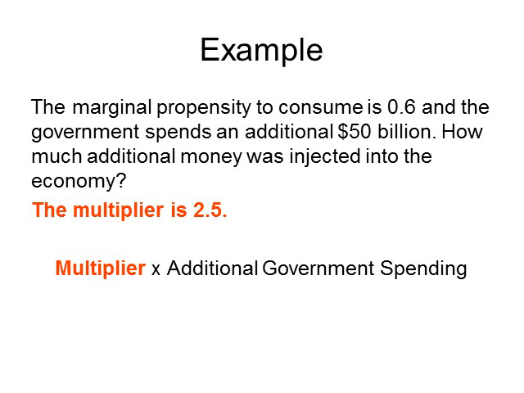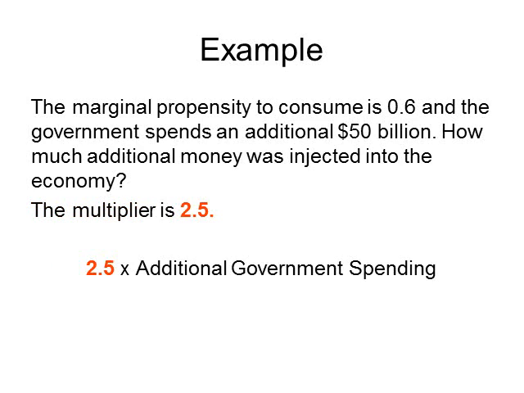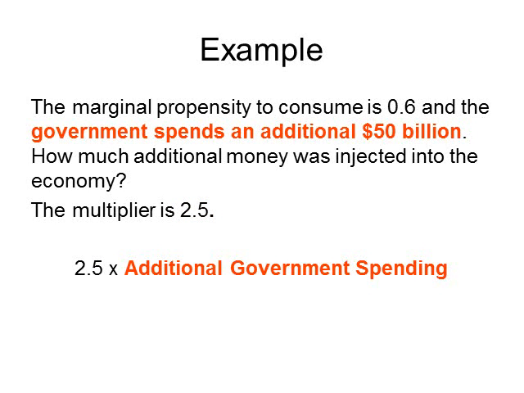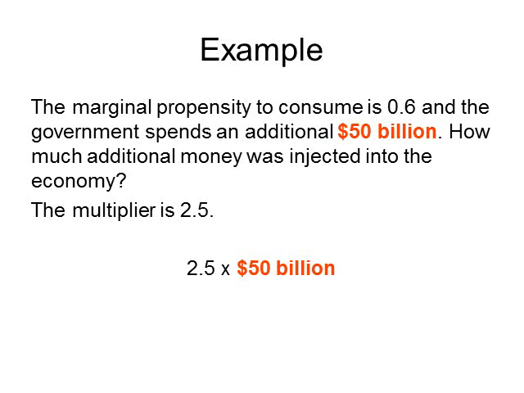First off, we need to locate the multiplier, which we calculated earlier, and we will substitute in the value of the multiplier. In this case, the multiplier is 2.5, so we substitute 2.5 into the formula. Next, we look back to the problem and ask how much did the government spend. We see that the government spends an additional $50 billion, so we will substitute $50 billion in for the additional government spending.